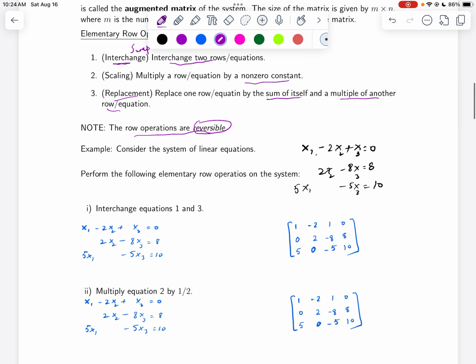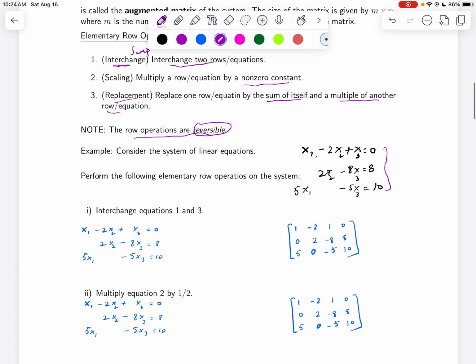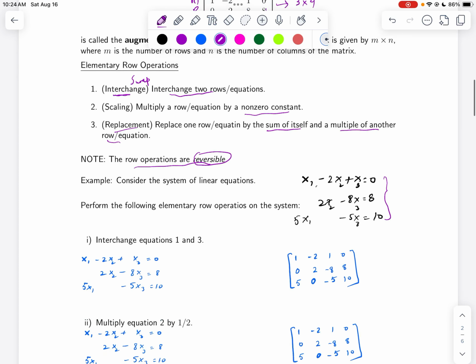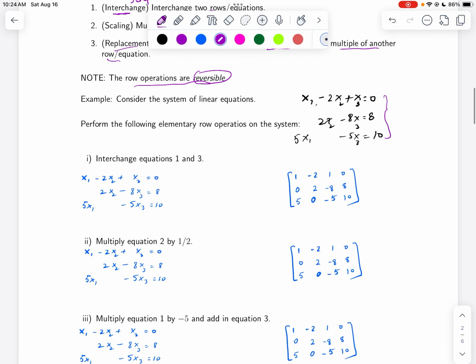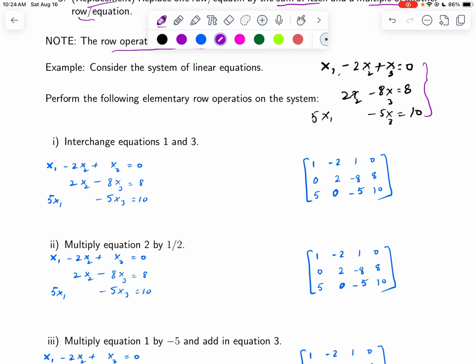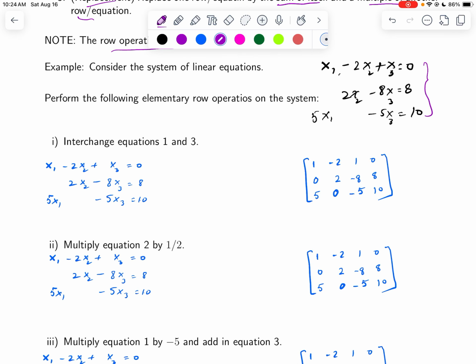Okay, so here is an example. It says perform the elementary row operation on the system. Here is the system of equations. We have 3 of them. This is the same example as I have up there. The first is to interchange equations 1 and 3. I'm going to show you how we write it in equation form and in matrix form. I already have the original ones here.